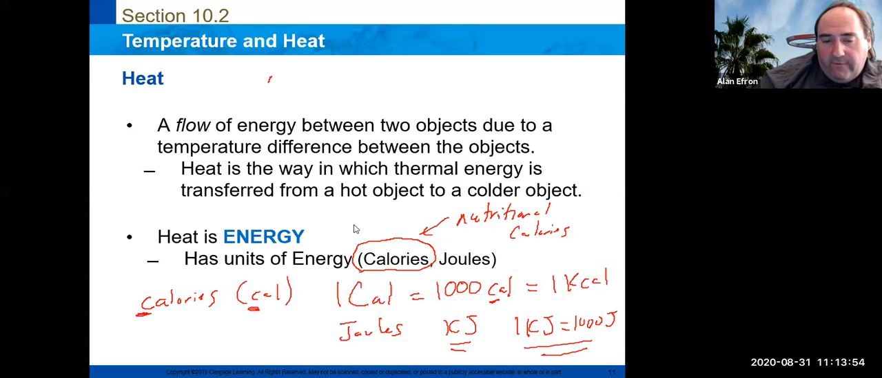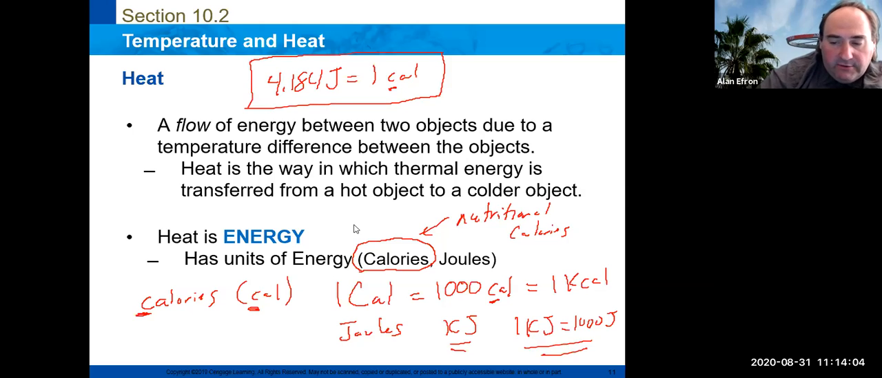Also, there are 4.184 joules in 1 calorie with a lowercase c. That's another very common conversion that's used a lot in energy, that relationship there.